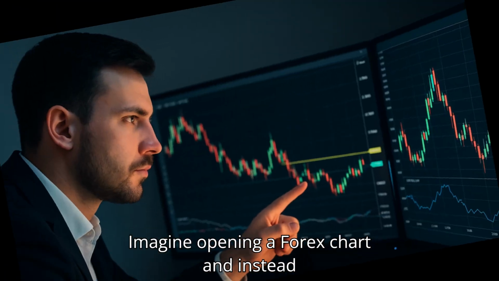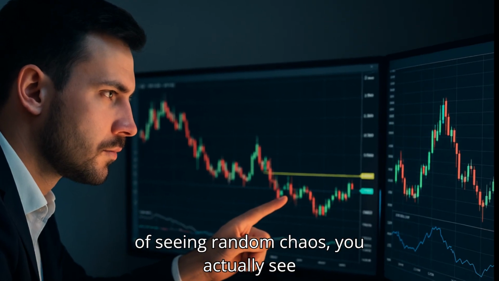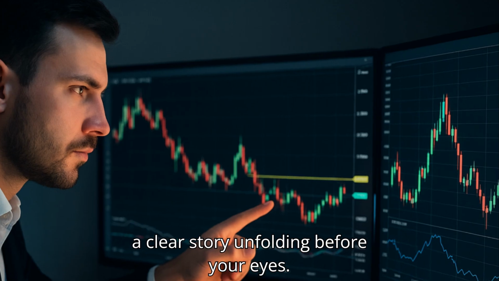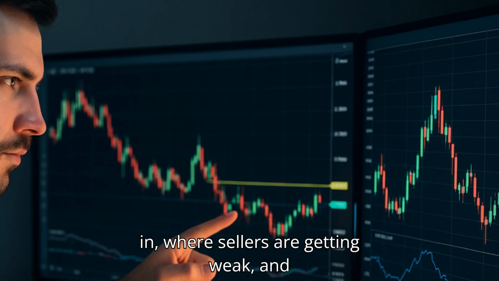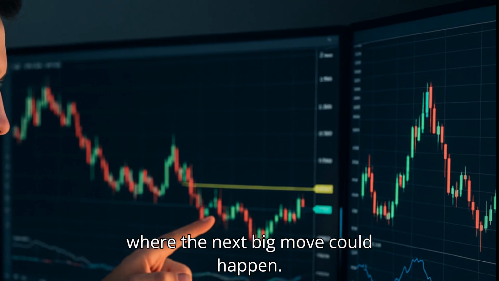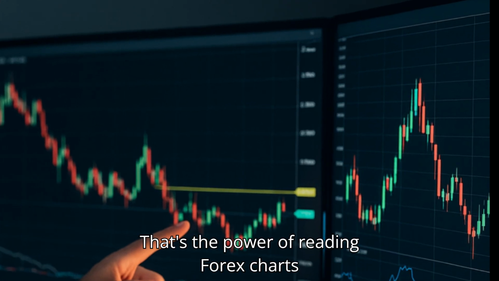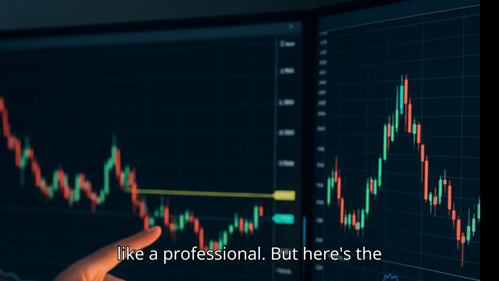Imagine opening a forex chart and instead of seeing random chaos, you actually see a clear story unfolding before your eyes. You can tell where buyers are stepping in, where sellers are getting weak, and where the next big move could happen. That's the power of reading forex charts like a professional.